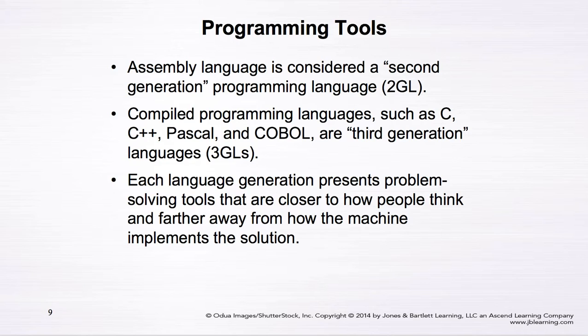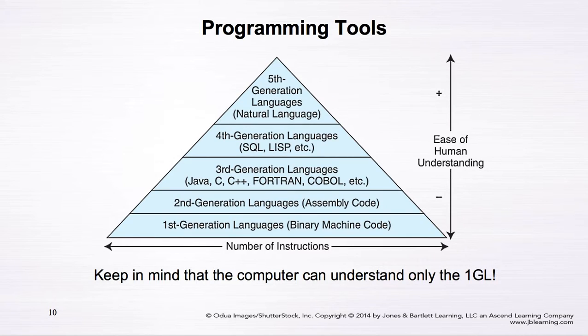Assembly language is considered the second generation of programming language, or 2GL, and compiled programming languages such as C, C++, Pascal, and COBOL are considered the third generation. Each of the language generations presents problem-solving tools that are closer to how people think and further away from the machine implementation of the solution. So here's a graphical representation of the different generations of programming languages.